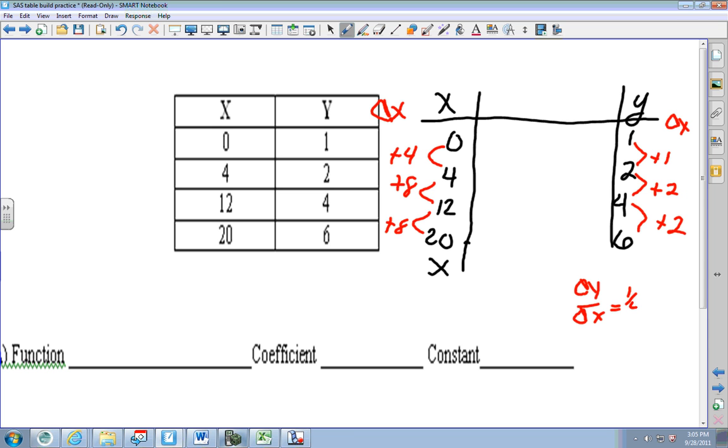1 over 4, well that's 1/2. I'm sorry, not 1/2, what am I saying? That's 1/4. 2 over 8 reduces to 1/2. Okay, oh my goodness, why do I keep saying 1/2? Silly me. It is 2 over 8. It reduces to 1/4.